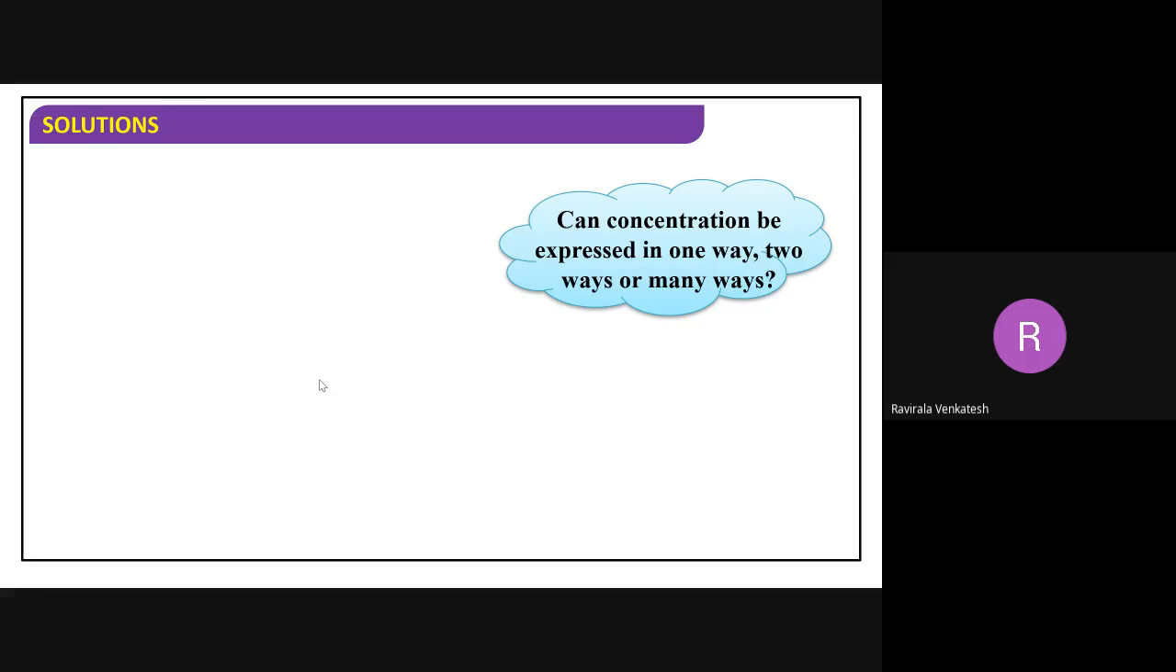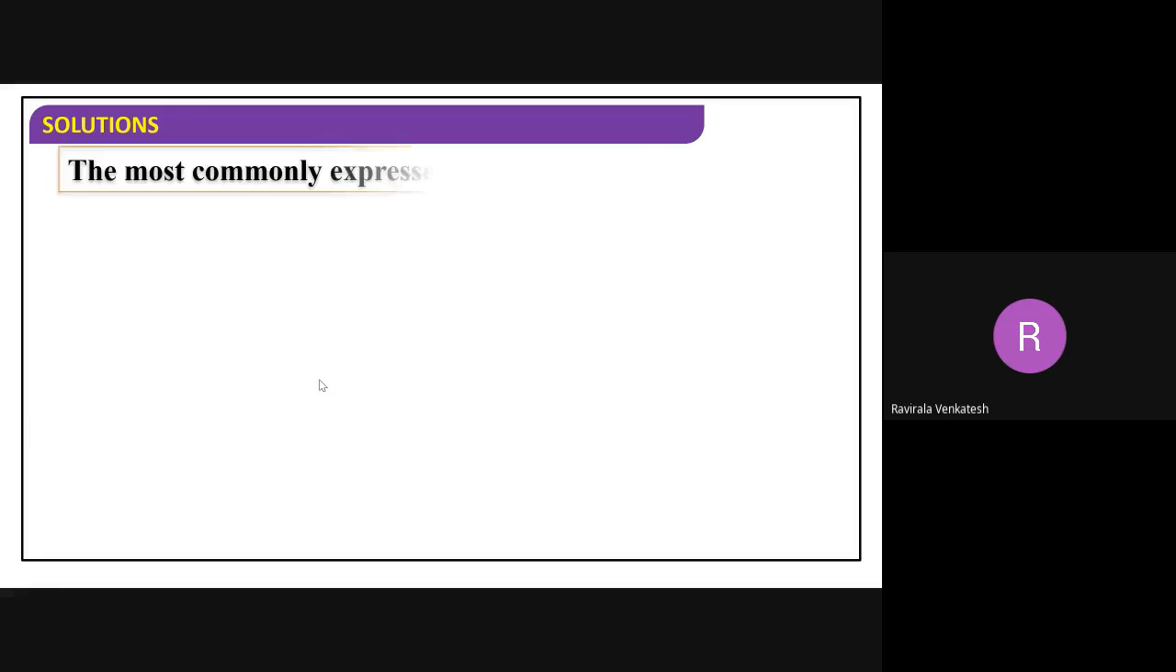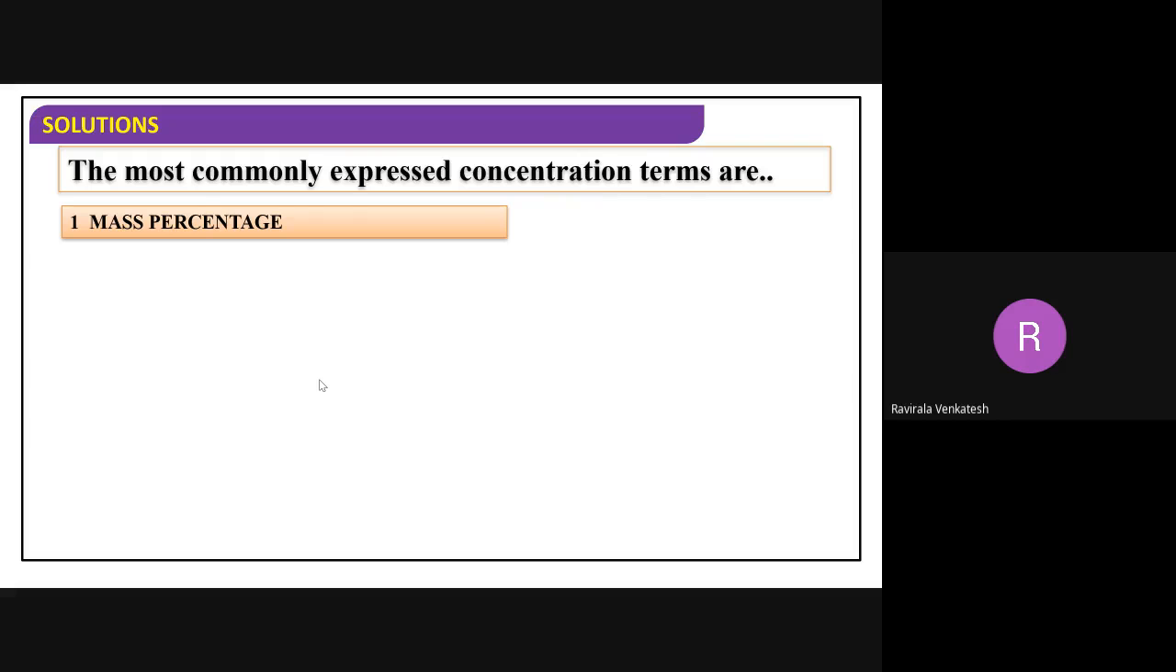Yes, beta. Are you there? Many ways are there. Now let me see what are the many ways you are having. Most commonly expressed term is mass percentage, beta. Now what is the meaning of mass percentage? Very simple. Weight of the solute divided by weight of the solution, not solvent, beta. Weight of the solute divided by weight of solution into 100, we get the mass percentage.